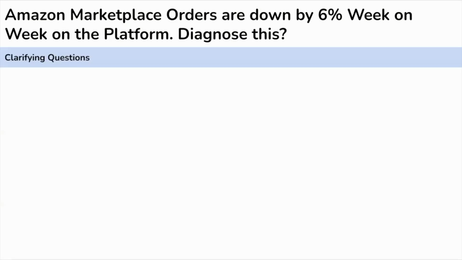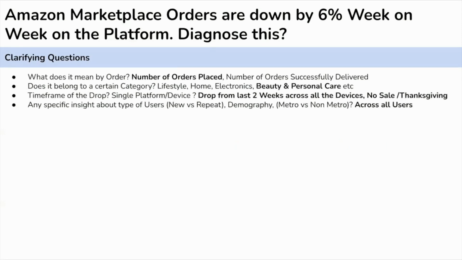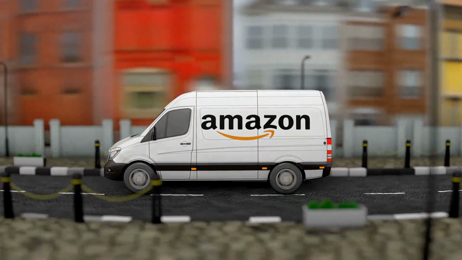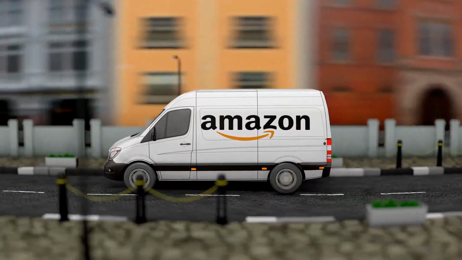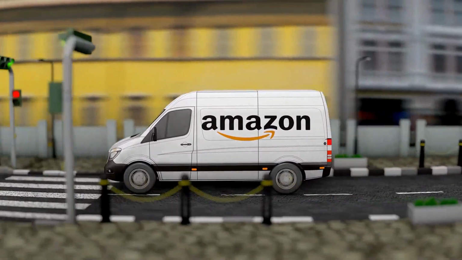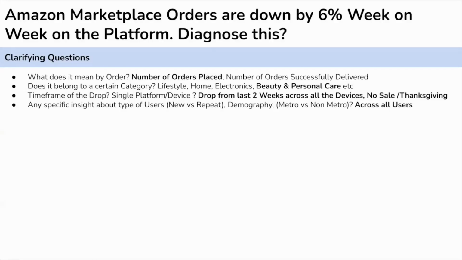So first, let's understand the question and define the scope of the problem so that you and your interviewer are on the same page. I hope everyone is aware of Amazon. Amazon Marketplace is an e-commerce platform where you can buy things and it will get delivered to your doorstep, right? So in this problem statement, it is given that Amazon Marketplace orders are down by 6% week on week.